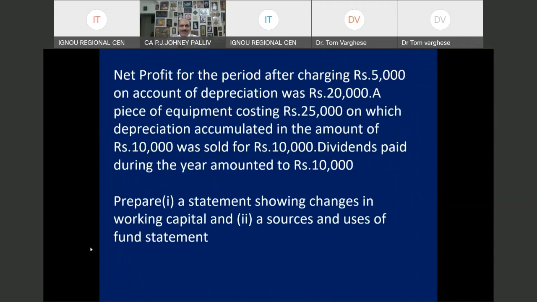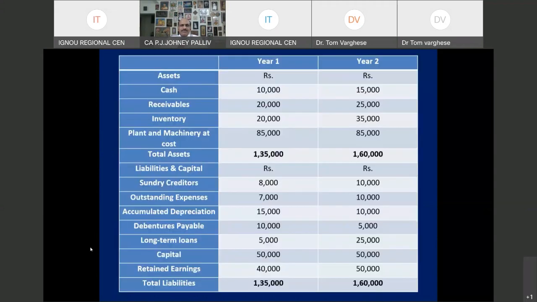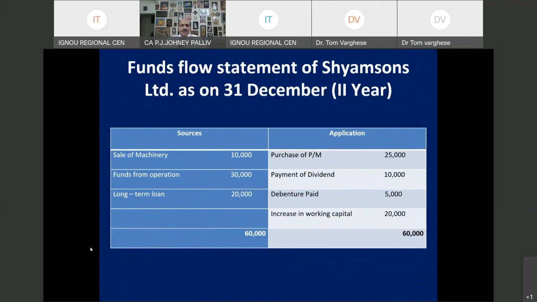In this manner, 20,000 plus 5,000 plus loss 5,000, 30,000. We can see 30,000 funds from business operation. Shortcut method, no further workings. The simple method of arriving at funds from business operation is 30,000, which is 20,000 plus depreciation plus loss on sale of machinery, 20 plus 5 plus 5 is equal to 30,000.